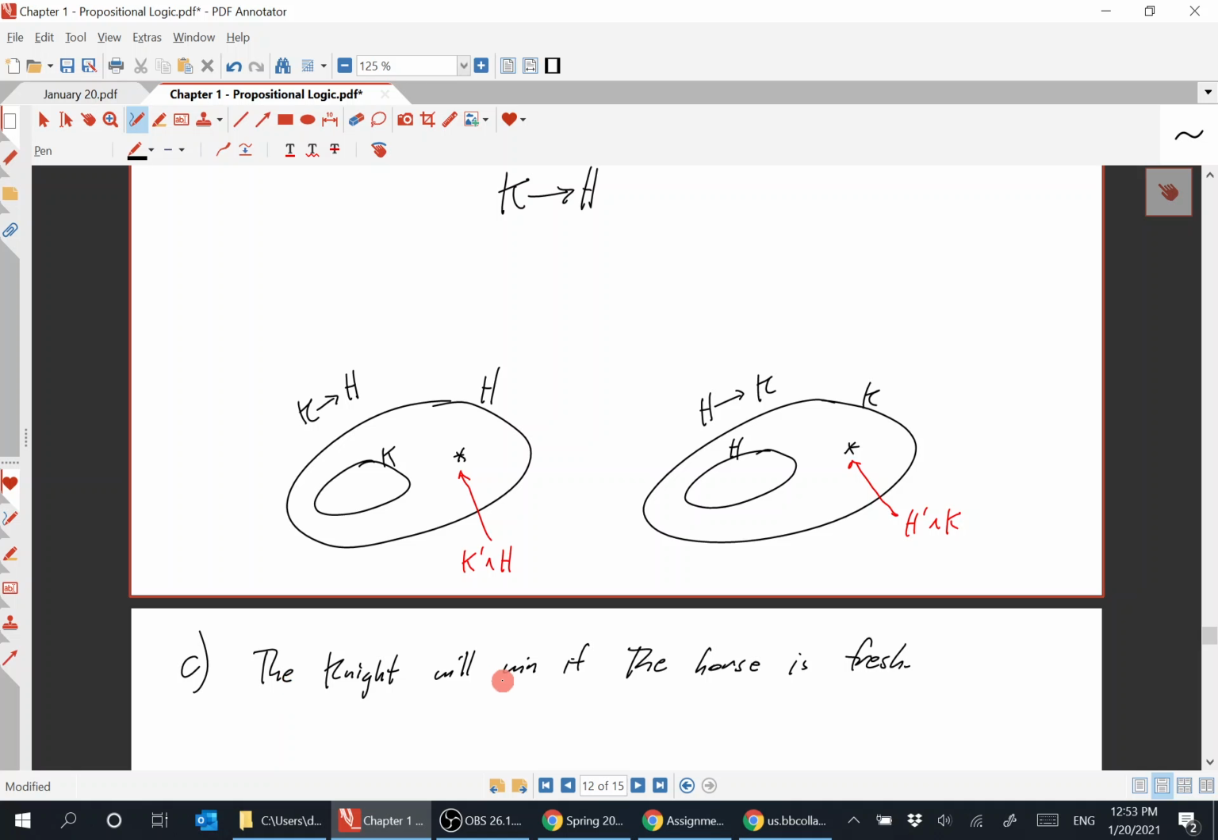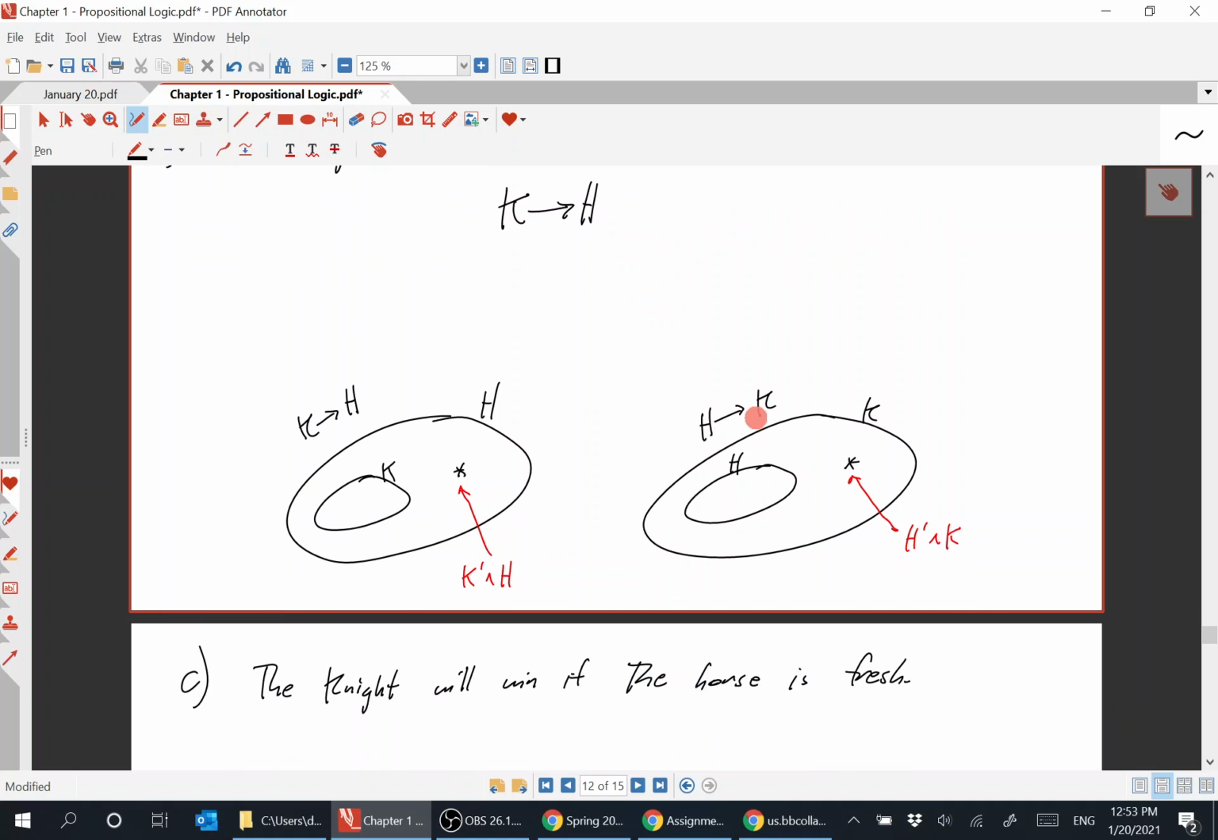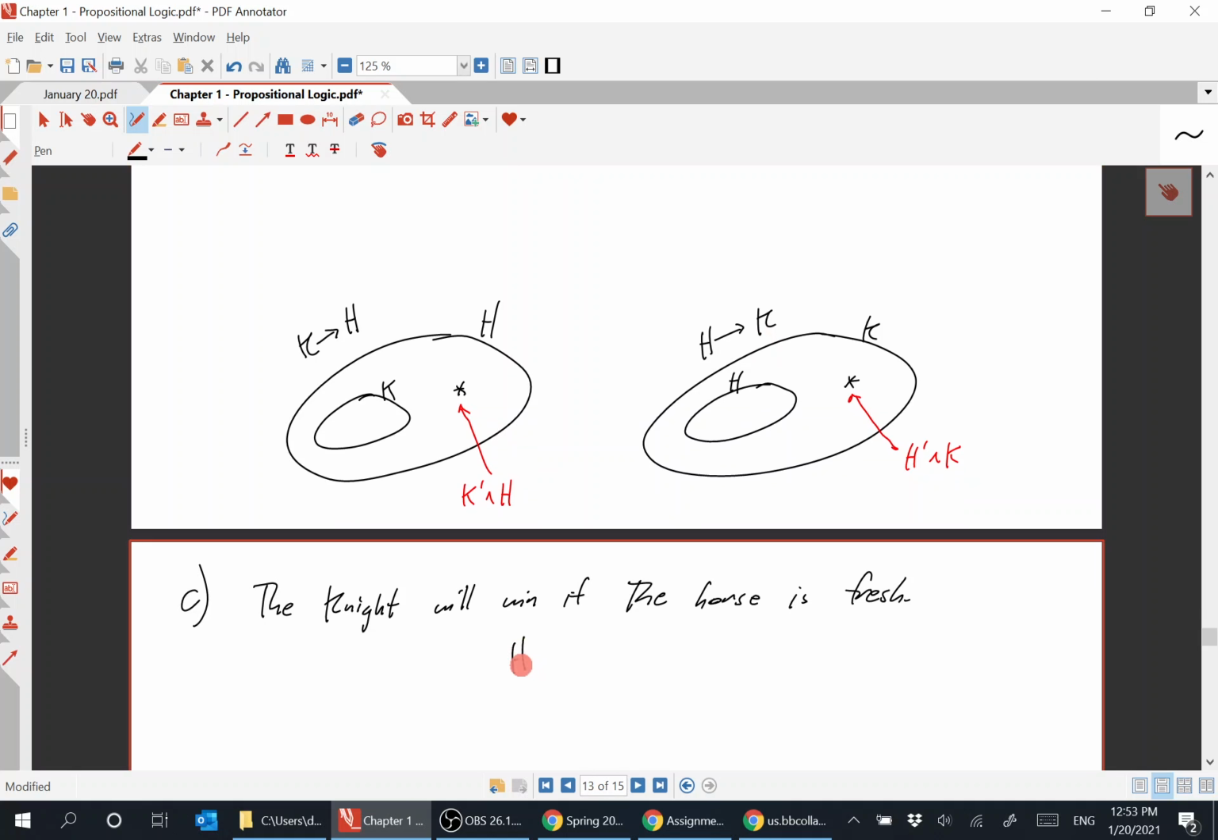This says the knight will win if he has a fresh horse. So this is the opposite implication of that one, just changing that one word. So this one is H implies K. We know that it's H implies K because we know that is wrong. That contradicts this statement.